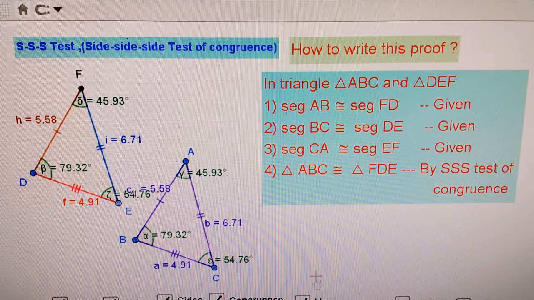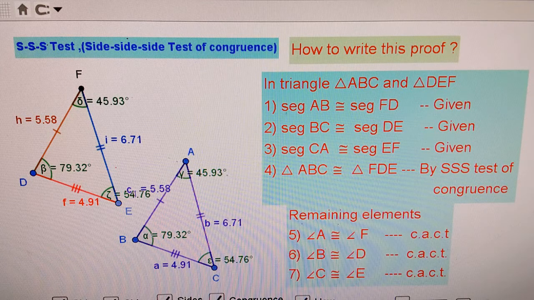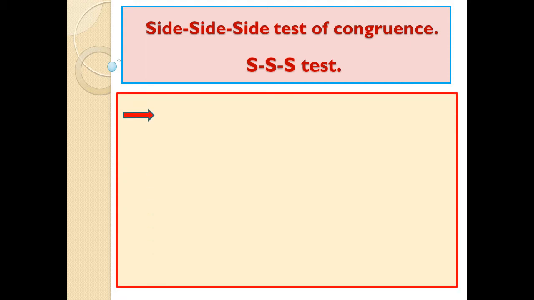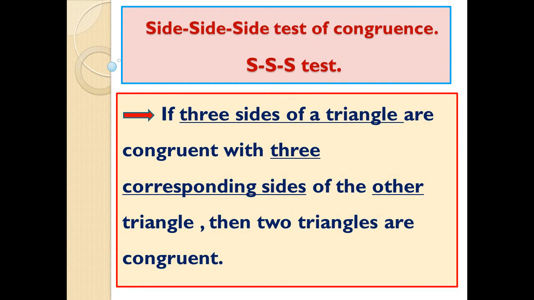While writing this congruency, you must look at the one-to-one correspondence of the corresponding elements. Now we have to find the remaining elements. See, angle A is congruent to angle F, angle B is congruent to angle D, and angle C is congruent to angle E. It shows that these two triangles are congruent by the side test. From this video, we have seen that when three sides of one triangle are congruent with three sides of the other, both triangles coincide with each other, and therefore these two triangles are congruent. If three sides of a triangle are congruent with three corresponding sides of another triangle, then the two triangles are said to be congruent triangles.